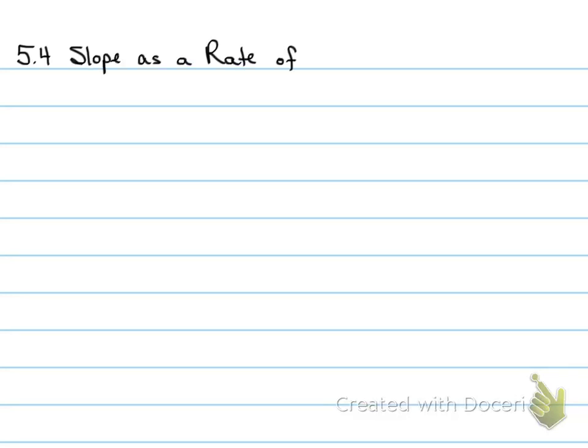Slope is a rate of change. Now, it's very important to note that slope can be defined by different words. Slope can be named slope, it can be named rate of change, and it can be named a constant of variation. Today we're going to look at rate of change.